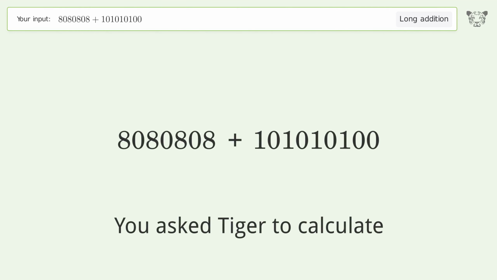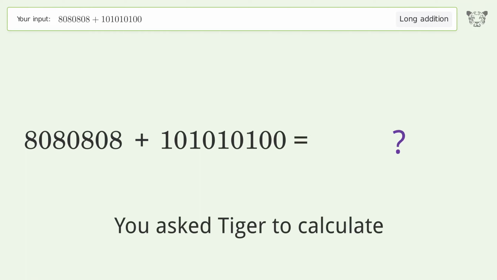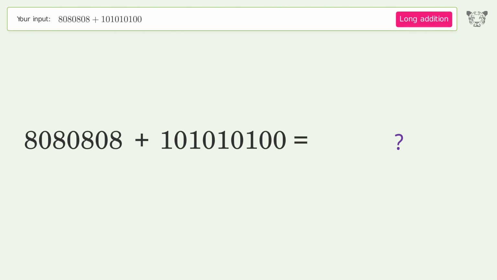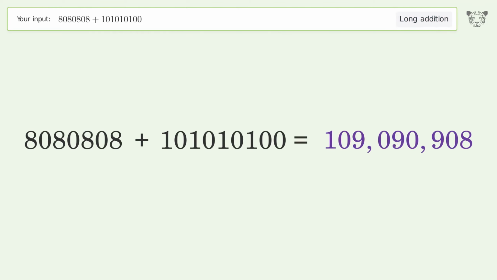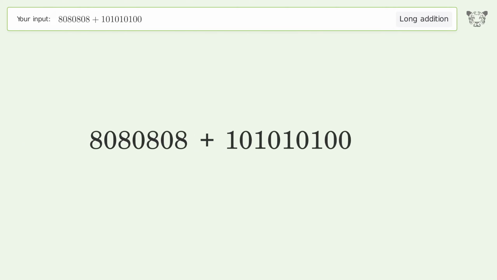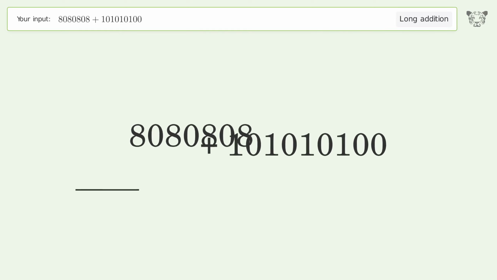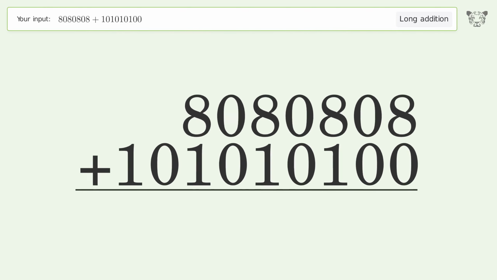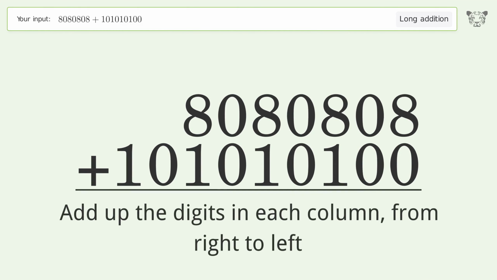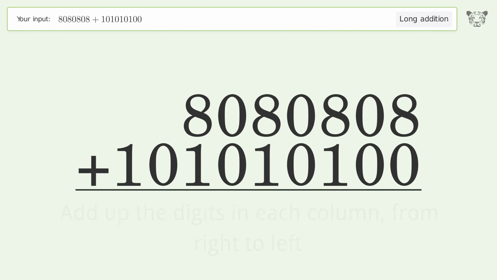You ask Tiger to calculate. This deals with long addition. The final result is 109,090,908. Let's solve it step by step. Rewrite the numbers from top to bottom, aligned by their place values. Add up the digits in each column, from right to left.